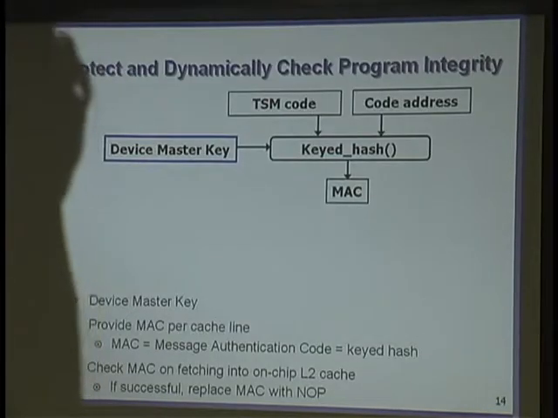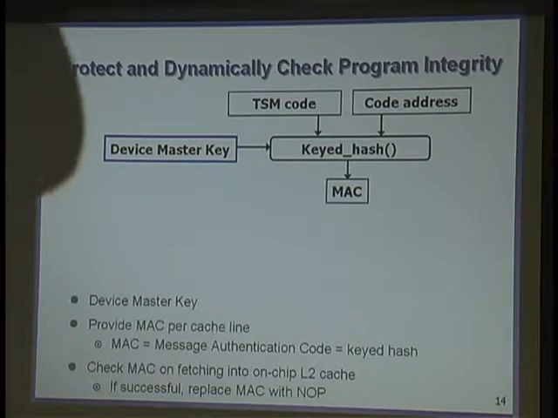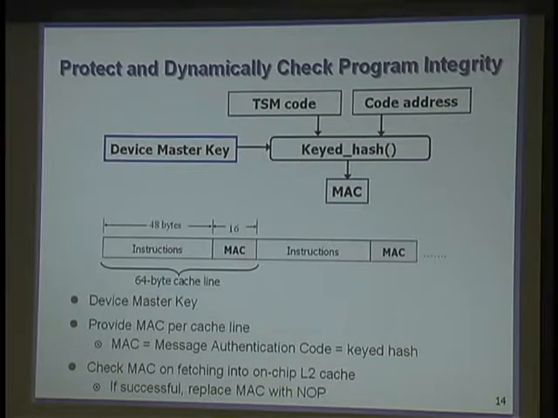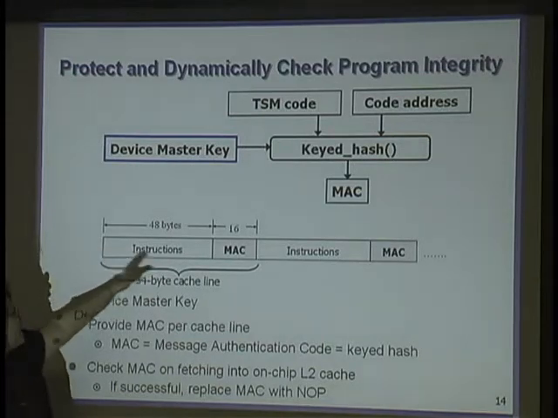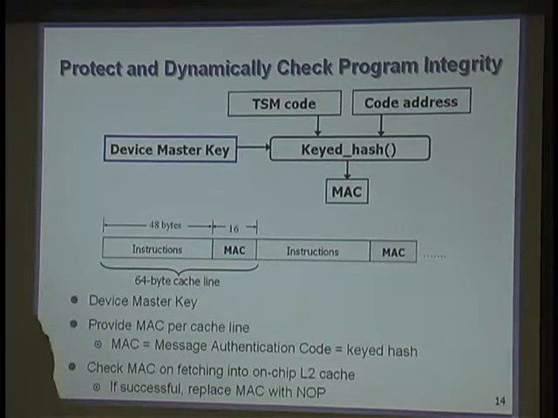So how do we do this? Well, first, the code integrity checking would check the program's integrity. So initially, you take your TSM code and you hash it together with the address of the instruction cache line. So we hash this code in terms of the instruction cache line. And if we have a 64-byte instruction cache line, we would save the last 16 bytes for the MAC, the keyed one-way hash for the message authentication code.